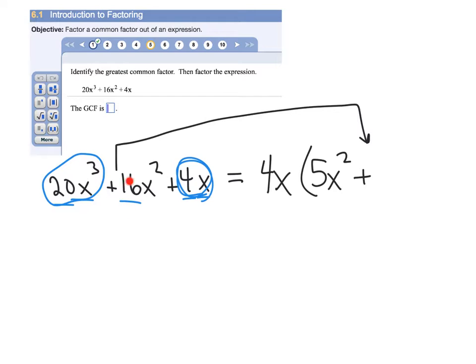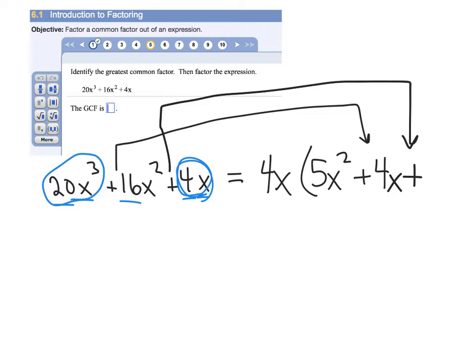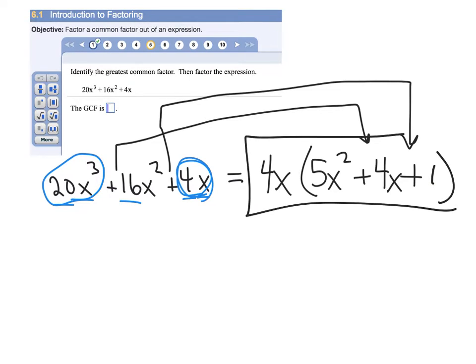And then let's start with the 16. When I start with the 16 and I factor out a 4, what am I left with? 4. When I have the x squared and I factor out an x, what am I left with? An x. And then the plus sign, because this plus sign comes over. And then when I start with a 4 and factor out a 4, what am I left with? 1. When I start with the x and I factor out the x, what am I left with? 1. So that third term becomes just a 1. And there is my answer.